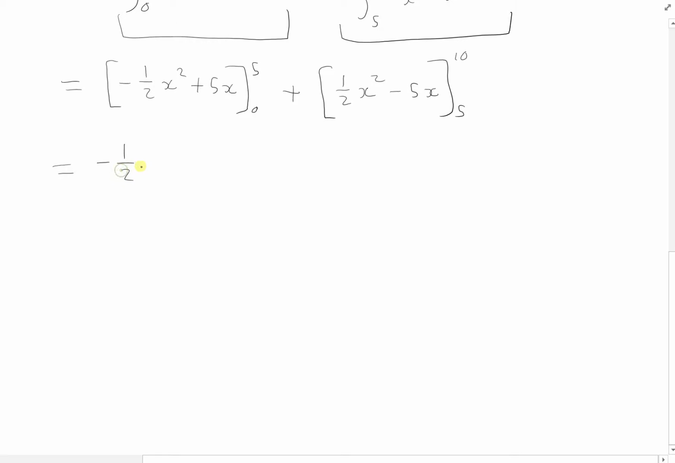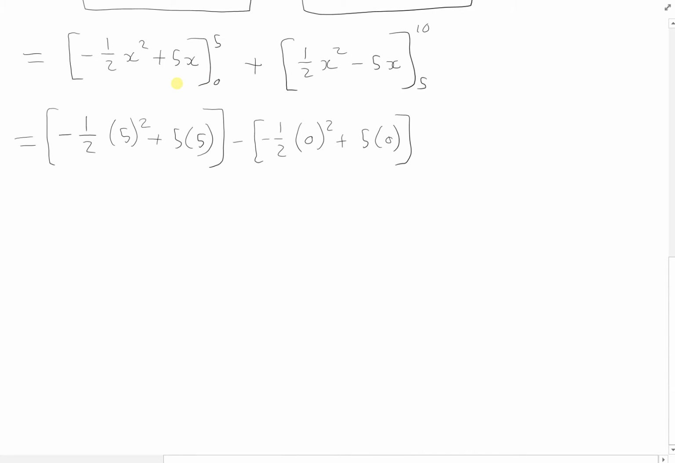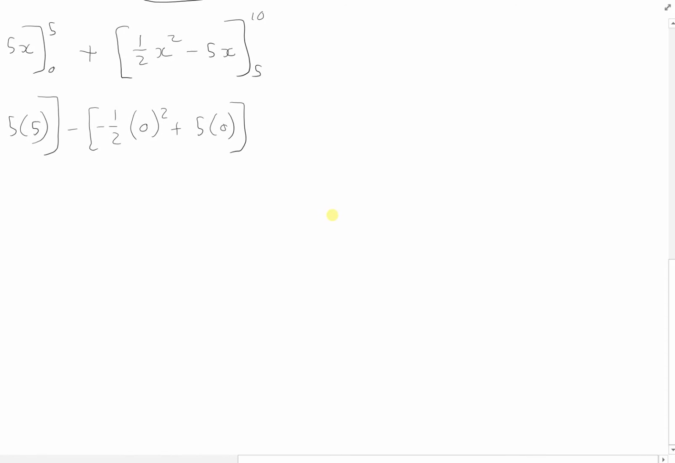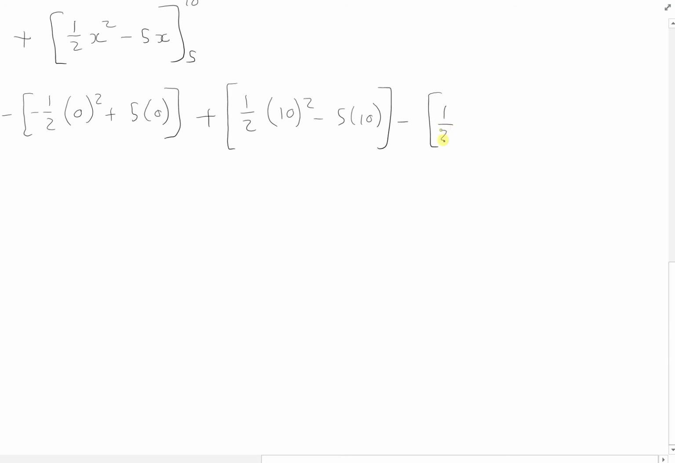So I'm going to put a 5 in wherever I see an x. Let me include a bracket here. Minus negative 1/2, and my lower limit here is going to be 0 squared plus 5 times 0. So I'm done with the first terms. Now the second terms: plus 1/2, wherever I see an x, I'm going to put in a 10. It's going to be minus, same thing again, but this time wherever I see an x, I'm going to put in a 5.